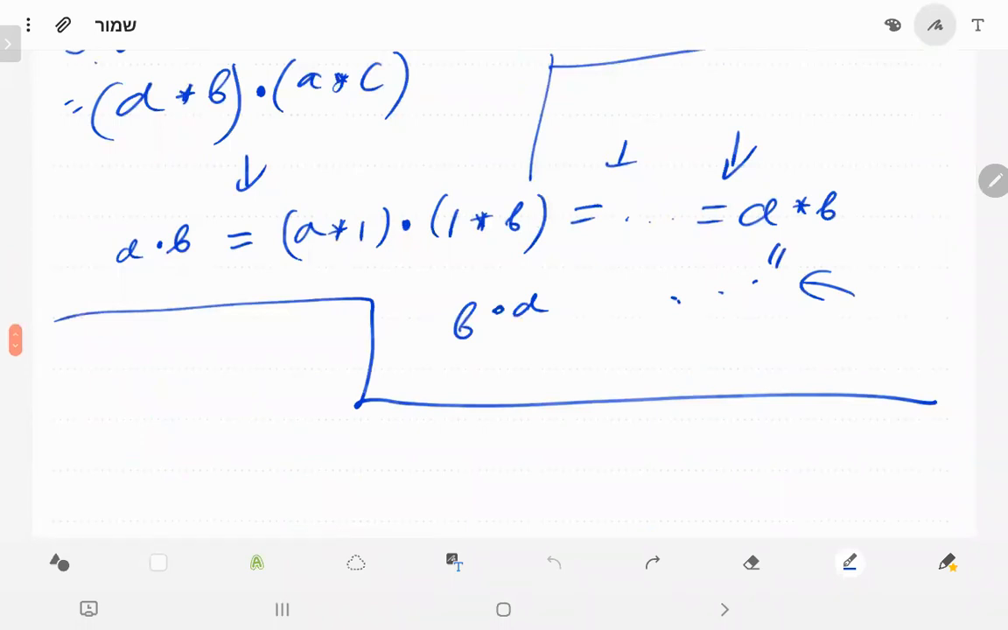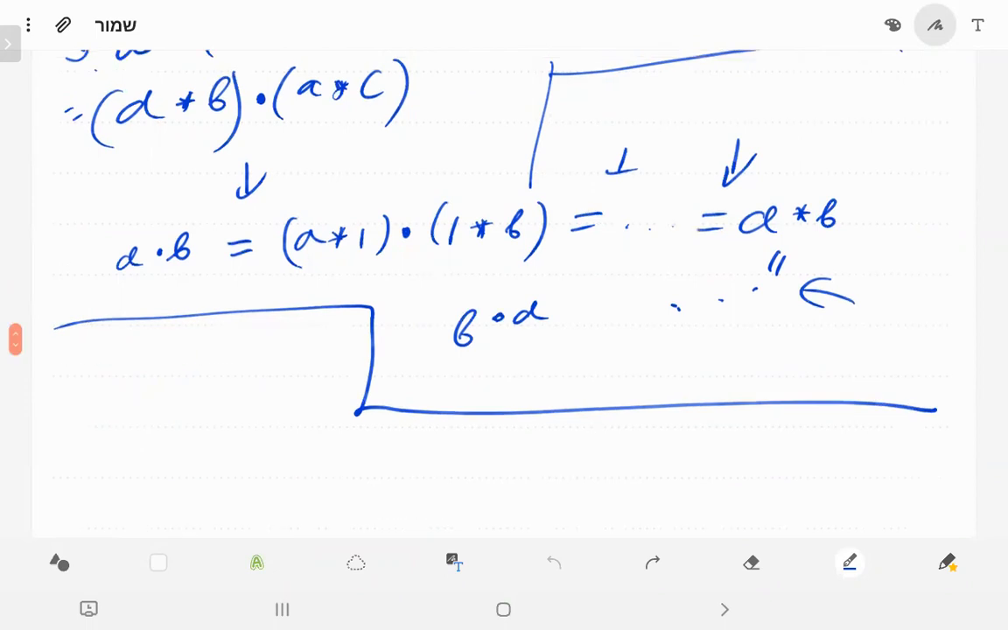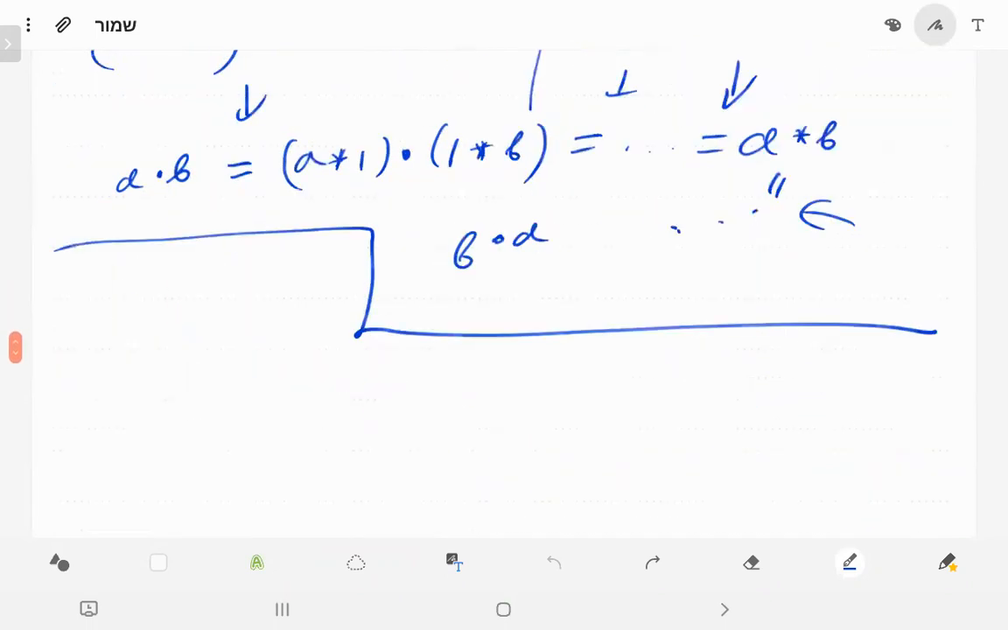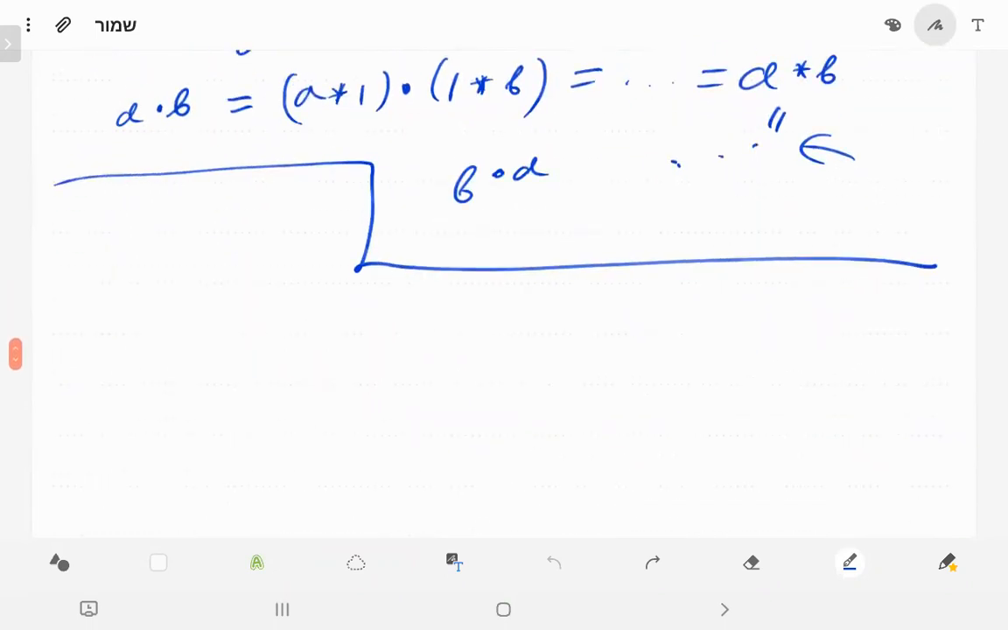Those two statements are not, so the two proofs are not so different. But anyhow, it's a nice thing to know that a group object in groups is an abelian group. Okay, any questions? No questions?